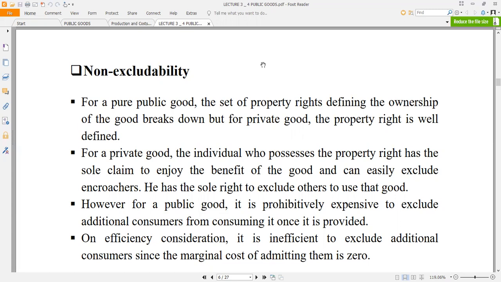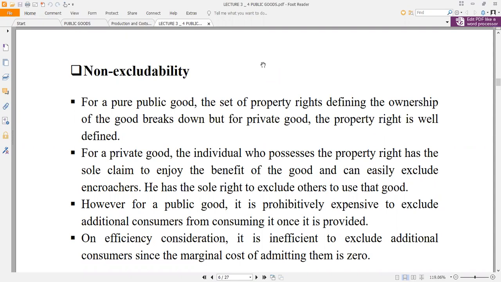So the consumption of the good by one person doesn't reduce the quantity available for others, and also because the good is for the society's benefit, no one has a property right over that particular good, and as a result, it becomes very difficult for you to prevent others from consuming it. And one thing you have to understand is that when you are adding more consumers, you don't incur any cost. There is no marginal cost at all. So if there's no marginal cost at all, then why are we trying to prevent people?